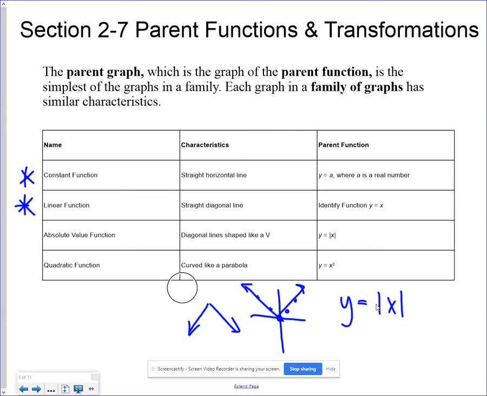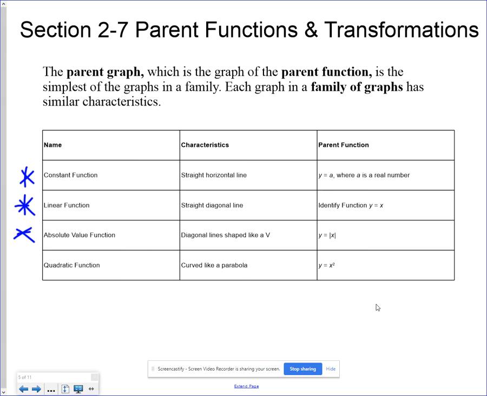And then the last group we're going to talk about is the quadratic function. The characteristic of it is a curved parabola. It looks something like this. It looks more like a U than a V because it curves at the bottom. And the most basic one of this family is the equation y equals x squared.